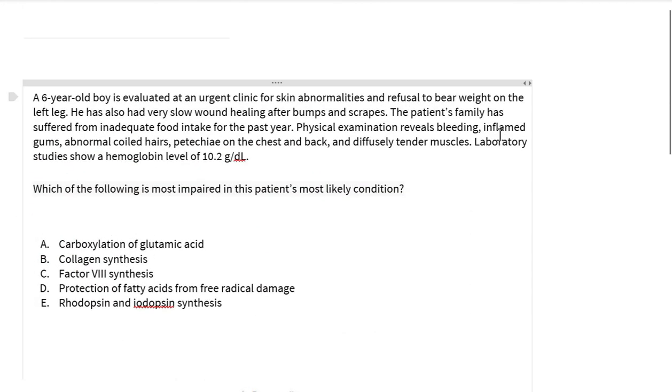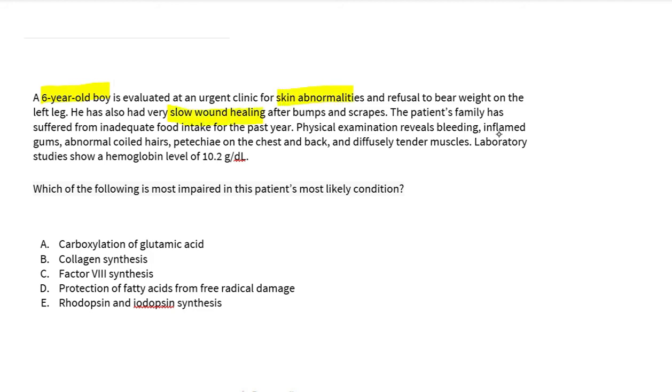So going back to the vignette, here we have a young boy who is being evaluated for skin abnormalities and refuses to bear weight on the left leg. Additionally, he has slow wound healing after bumps and scrapes. Patient's family has suffered from inadequate food intake for the past years, and he reveals heavy bleeding, inflamed gums, coiled hair, petechiae on the chest and back, and diffusely tender muscles. Additionally, the patient is anemic.